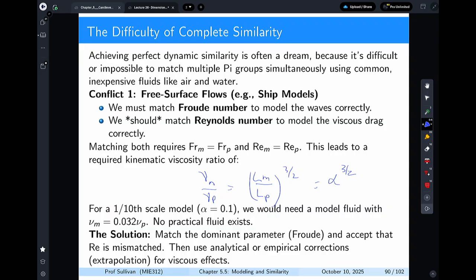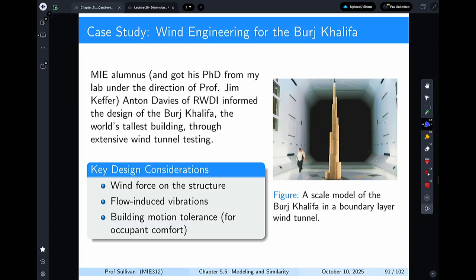So typically what we do is we choose which one we think is the most important of the 2 or 3 parameters, and we end up with different cases. Now, one of the things that MIE used to do, and I don't know if they still do, is they have tours to various facilities. And one of the better facilities to ever visit, if you get a chance, is RWDI. RWDI is a wind engineering company that actually started out of the same lab that I run right now, but at the time was run by Jim Keffer. And the D in there is Anton Davies, who got his PhD from U of T.